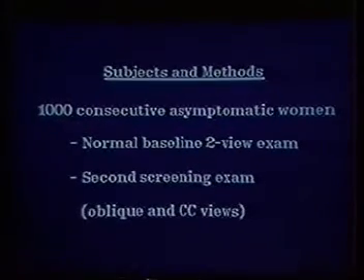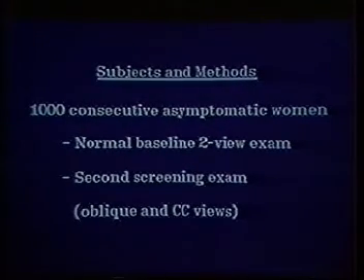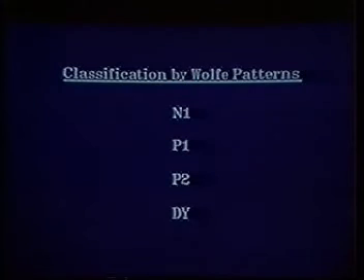Well, let's see. Again, a study, in this case involving 1,000 consecutive women. These are women, all of whom had a normal baseline two-view examination. They then have a second screening examination involving both views. But, again, we will follow the same course of first looking at just the obliques and then looking at the oblique plus craniocaudal to assess the difference in the ability of single versus two-view screening to find breast cancer.